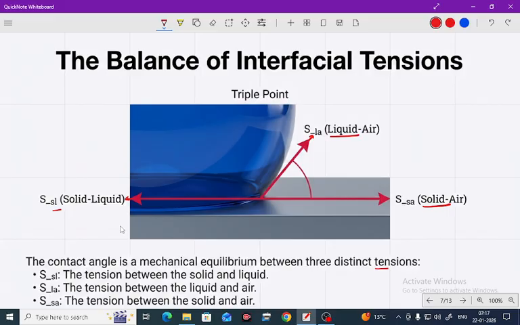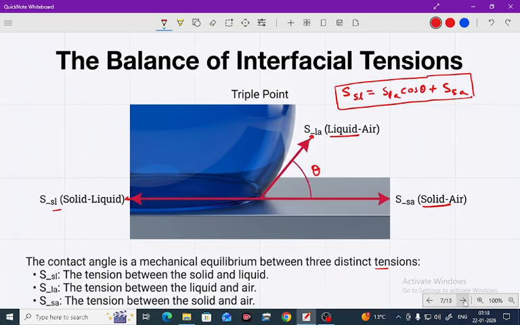And if you consider this as theta, then we get that SL, solid liquid, is equal to SLA cos theta plus SSA, meaning the solid air interface. This is the formula we are getting for three interfacial tensions: SL equals SLA cos theta plus SSA. From this you can find various other things also.